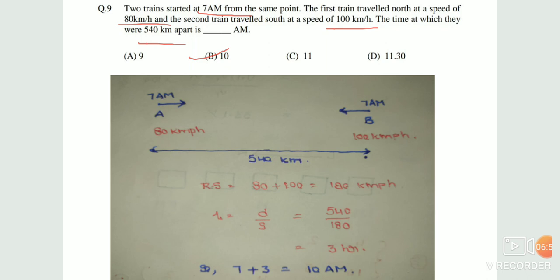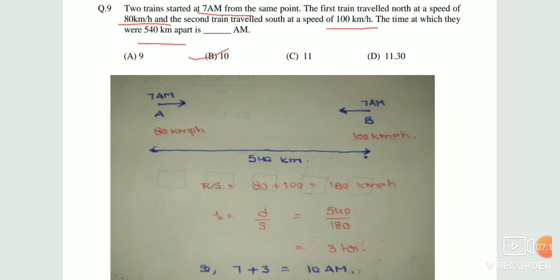So here train A is travelling in this direction, and train B is travelling in this direction. One train is travelling with 80 km per hour and another train is travelling 100 km per hour. Here there is no problem of different times. They started at the same time, so no need to do further calculations. So the distance is 540.